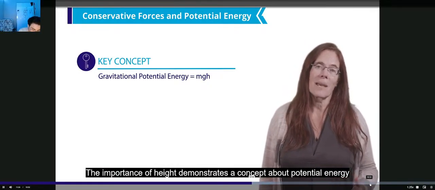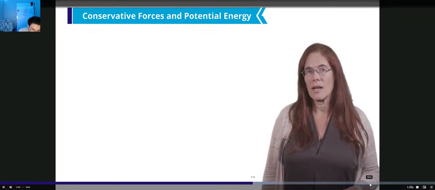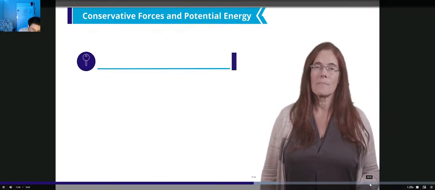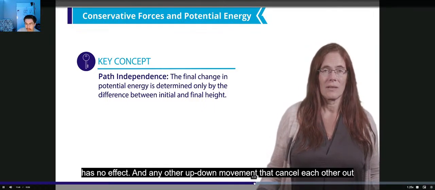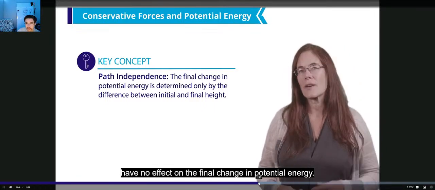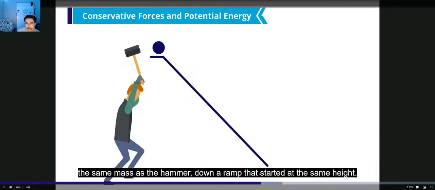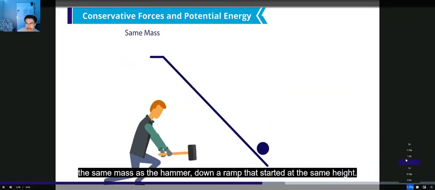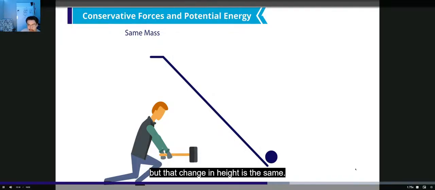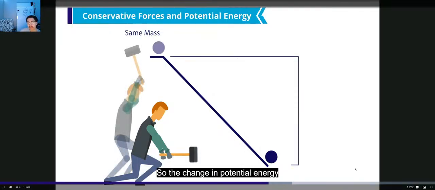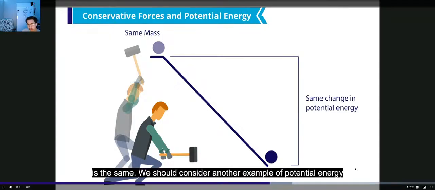The importance of height demonstrates a concept about potential energy and conservative forces called path independence. Any movement in any other direction has no effect. Imagine rolling a ball of the same mass as the hammer down a ramp that started at the same height. The ball would have the same kinetic energy at the bottom as the hammer does after it drops. They take two different paths, but that change in height is the same. So the change in potential energy is the same.